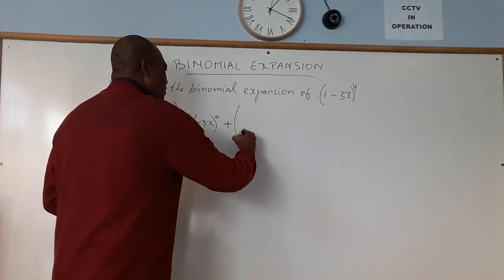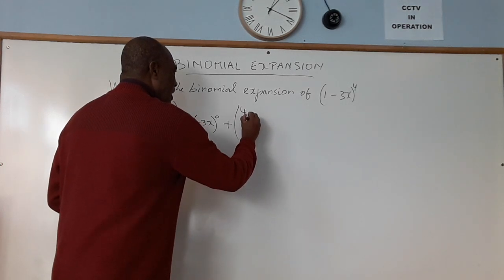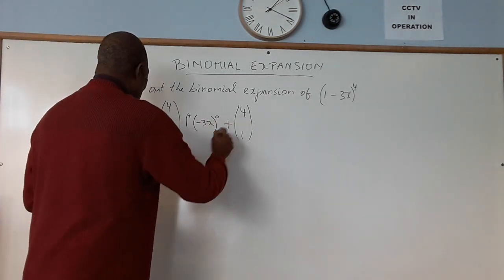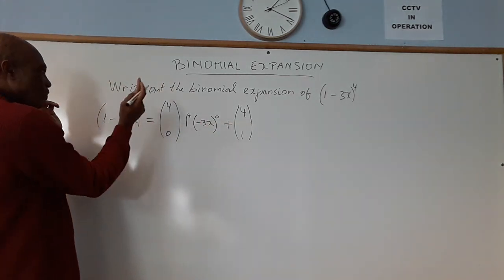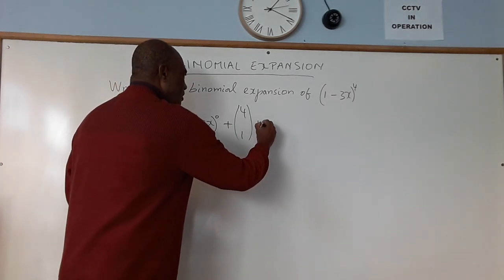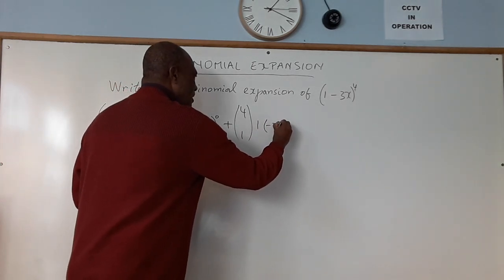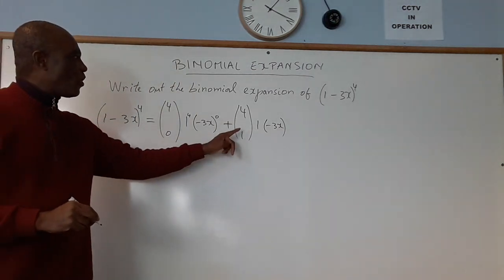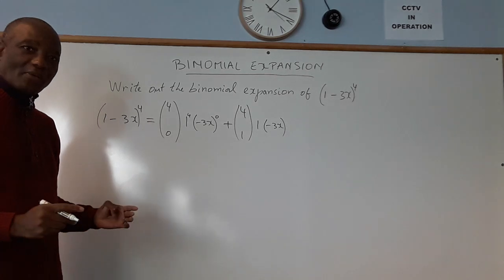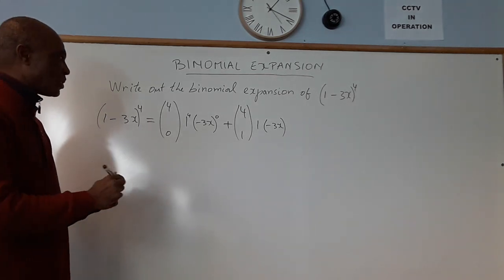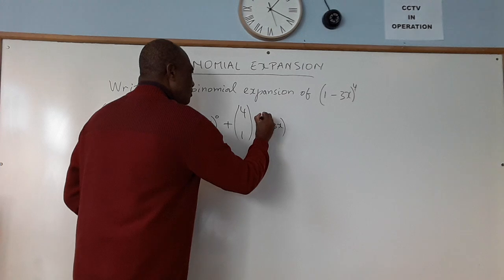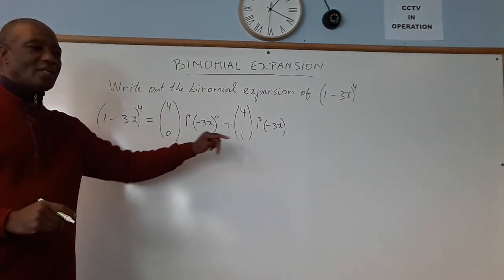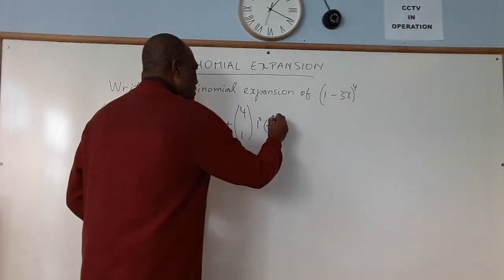And then the next term, a second term, will be 4C1 multiplied by 1 multiplied by (-3x). Now the power of 1 will be 4 take away 1. 4 take away 1 is what? Is 3. And the power of -3x will be the 1 that we see there. I'm going to put it here.